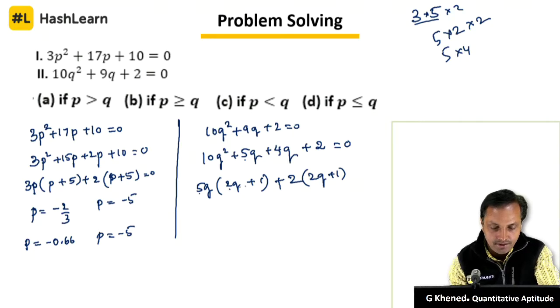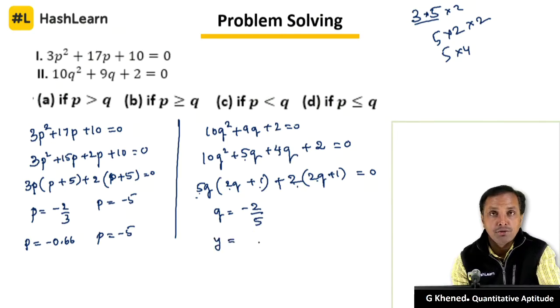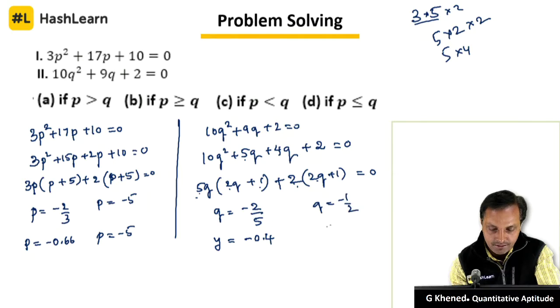you can always cross check. 5 2s are 10q square, 5 1s are 5, 2 into 2 4, 2 1s are 2 is equal to 0. So you will have two values. The value of q will be minus 2 by 5, that is 1 by 5 is 0.2, so it's minus 0.4. And the value of q is minus 1 by 2, so q is minus 0.5.